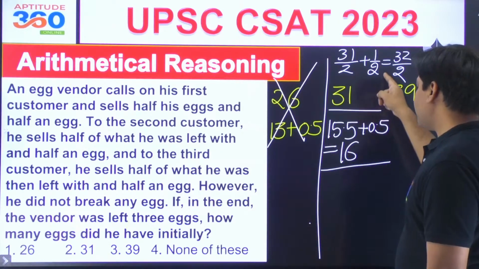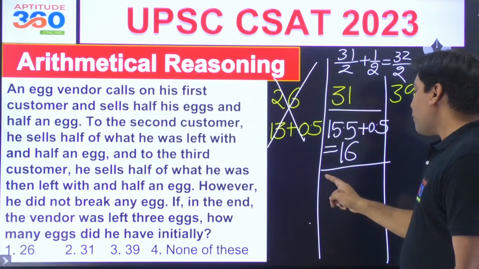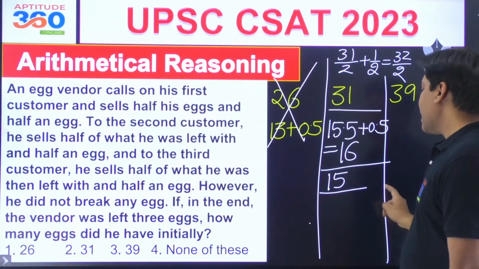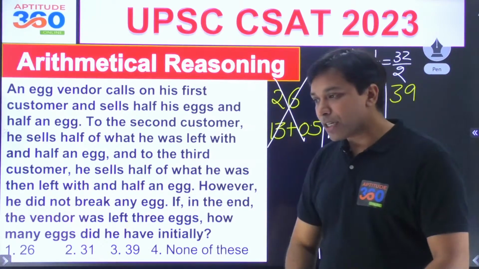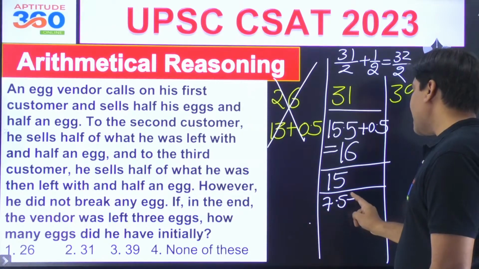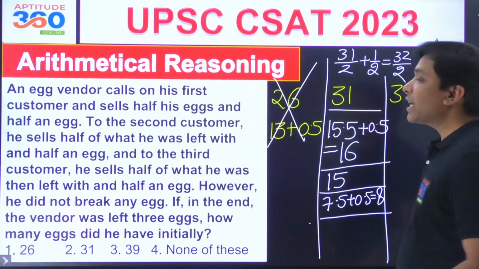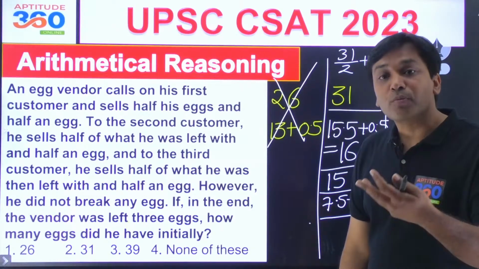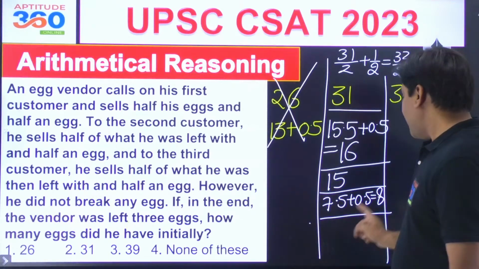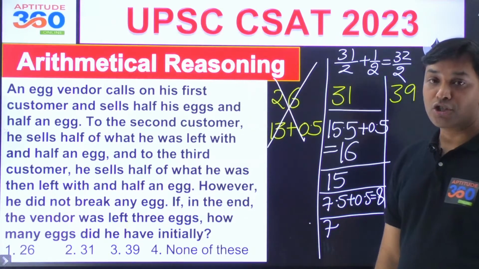Now, if 31 has to be the answer, I am trying to eliminate my option. How many eggs is this person left with now? 15. Do you understand this? Out of 31, he gave 16, so how many are left? Only 15. Now, what is half of 15? 7.5 plus 0.5. What is this? It is 8. He gives 8 eggs to the second customer, isn't it? Half of what he has plus half an egg. Now he gave 8, so how many are left? 15 minus 8, which is 7. Does this make sense to you?